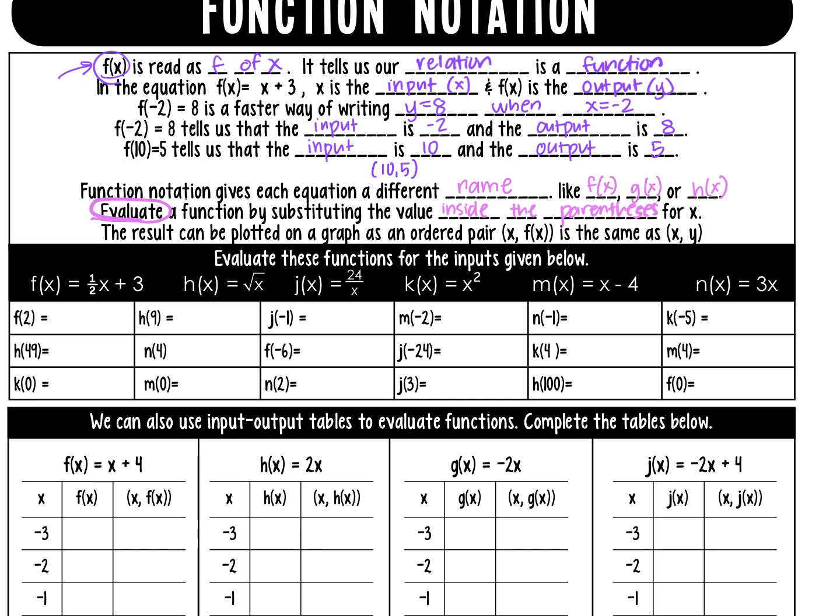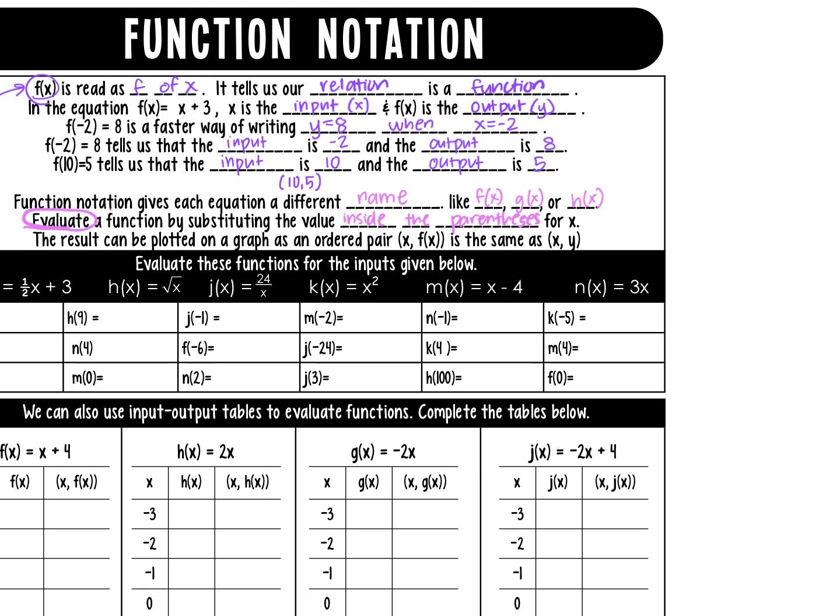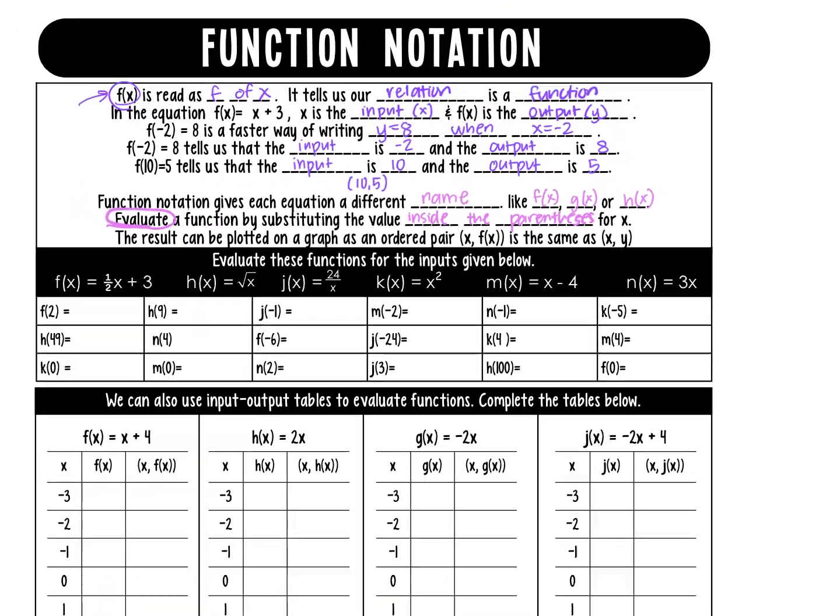So let's try a little bit of practice. We're going to evaluate these functions for the inputs given below. Now in the black bar, I have a bunch of different functions. I've got f of x equals 1/2 of x plus 3, h of x equals the square root of x, j of x equals 24 divided by x, k of x equals x squared, m of x equals x minus 4, and n of x equals 3 times x.